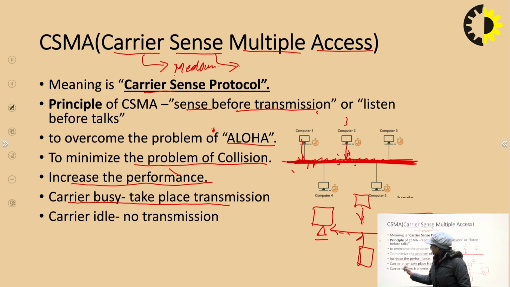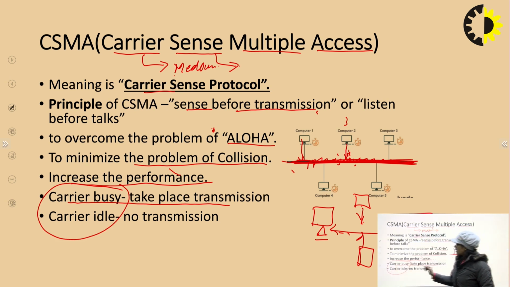Next, carrier sense. There are two approaches. First, carrier busy. Carrier means the medium. If your medium is busy, that means some device has already taken the medium to transmit data. If your carrier is idle, that means there is no transmission, and you can transmit your data on the shared medium, right? So this is the approach.